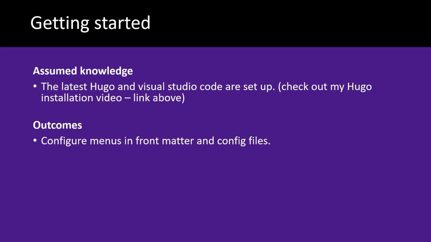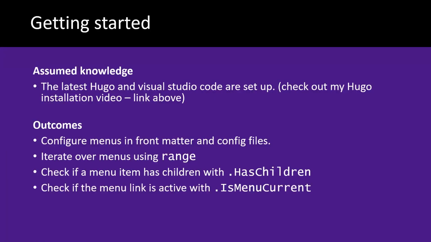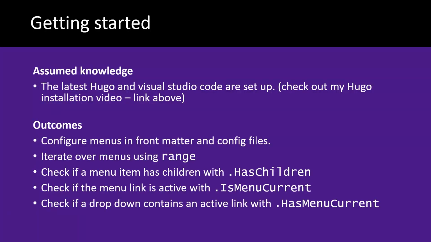After completing this video, you'll be able to configure menus in front matter and also in config files. You'll be able to iterate over menus using range in templates. You'll be able to check if a menu item has children with the .hasChildren variable. And you'll be able to check if a menu link is active with .isMenuCurrent. We'll also be able to check if a drop-down contains an active link with .hasMenuCurrent.